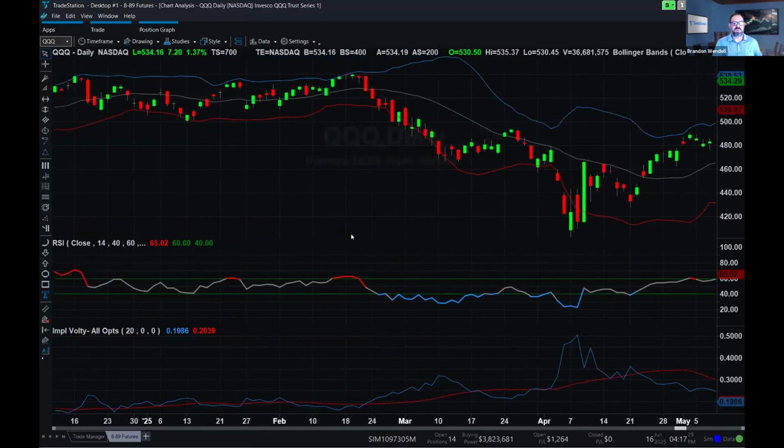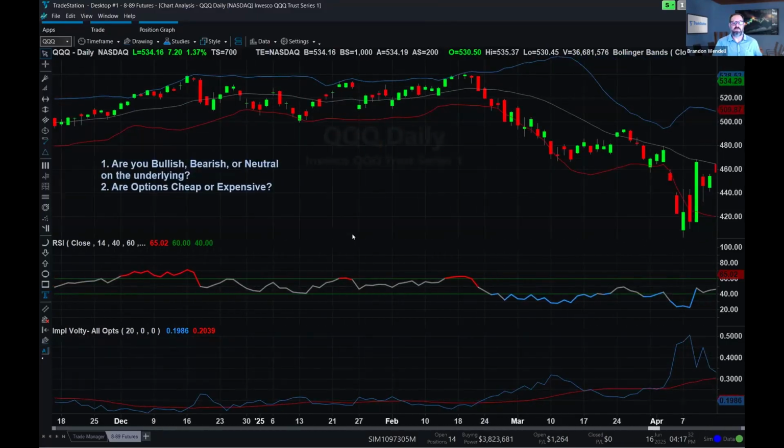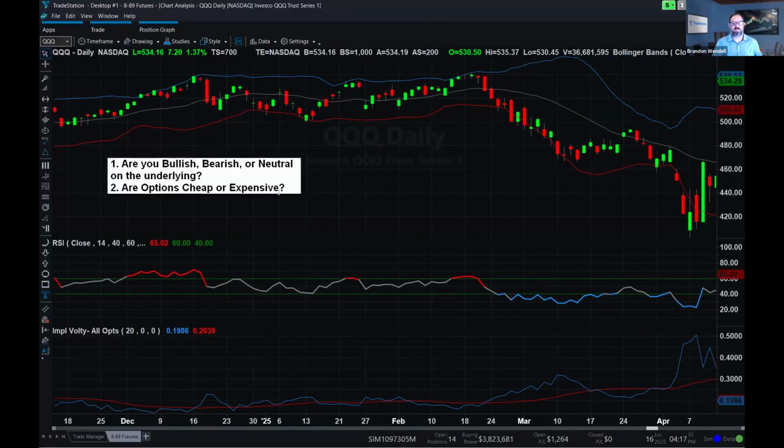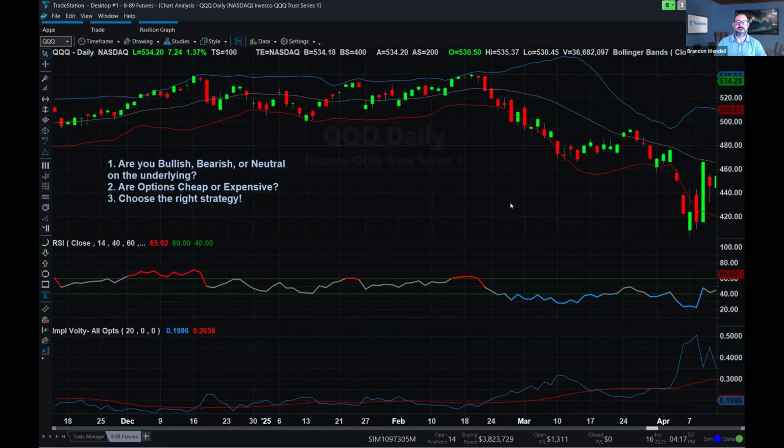I'm going to go back to my note here. If I can find it again, there we go. And step 3, because we have, are we bullish or bearish or neutral, are options cheap or expensive, number three, choose the right strategy. Seems pretty simple, and it's not always that simple. But again, depending on which way the prices are expected to go, we can take a bullish strategy, a bearish strategy, or a non-directional strategy. We're neutral. If options are cheap, I typically want to buy those options, especially if I'm expecting them to become more expensive with an increase in volatility or an increase or decrease in price.